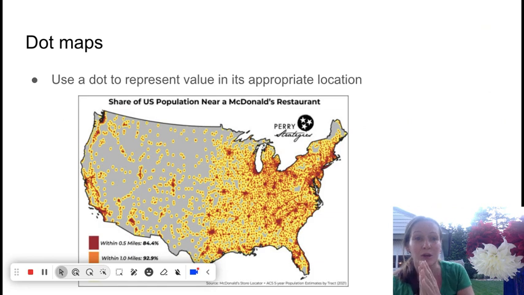All right, the next we see are dot maps. Remember this map? If you're in my class, we saw this on the first day. A dot map about how close McDonald's are to people within the United States. I would love to see a world map version of this.